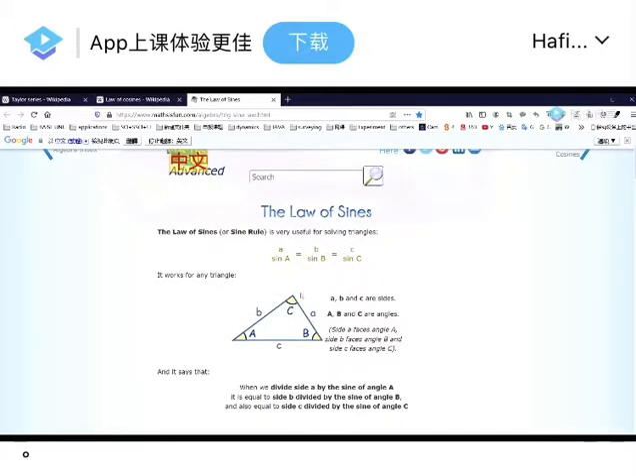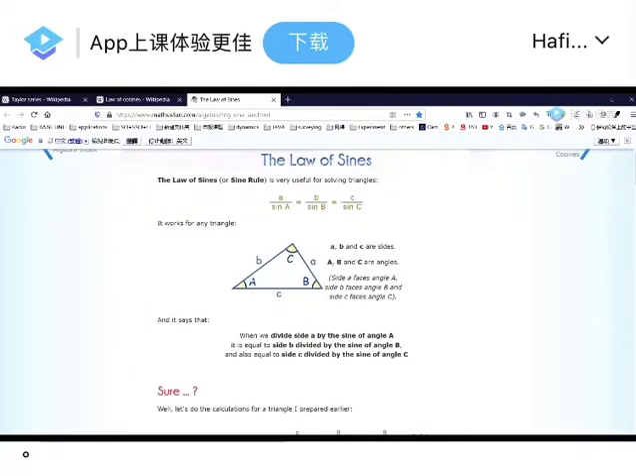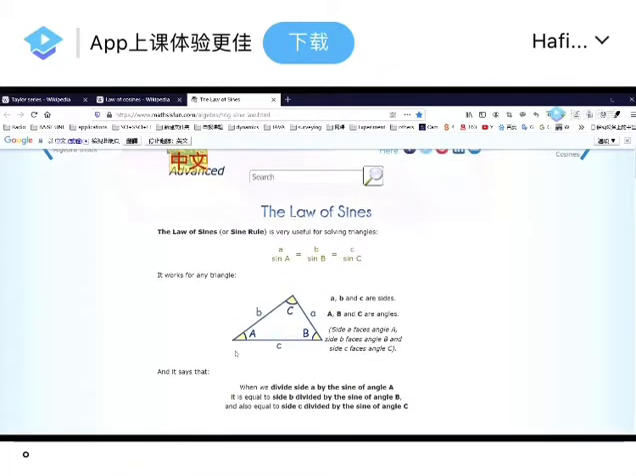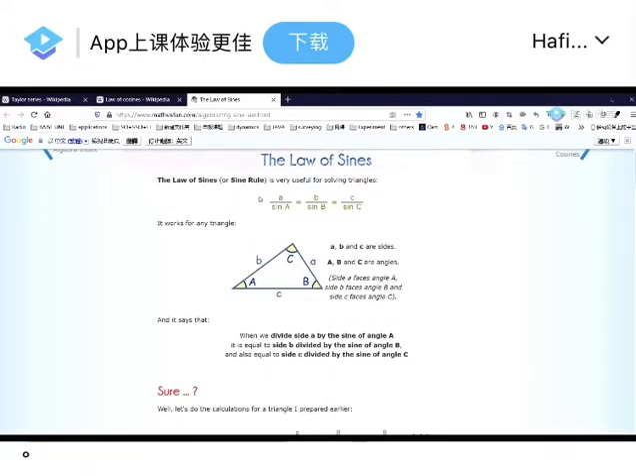This is a triangle. The angles are A, B, C. The side opposite to angle A is called small a, and so forth: B is small b, C is small c. So what's the relation between the three sides and the three angles? They will be captured by this law. This law is called the law of sines.